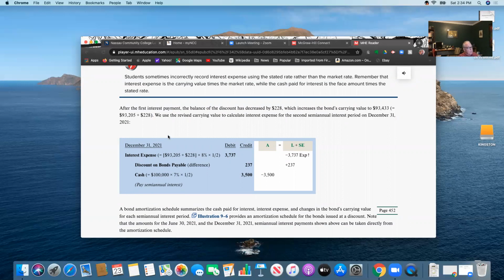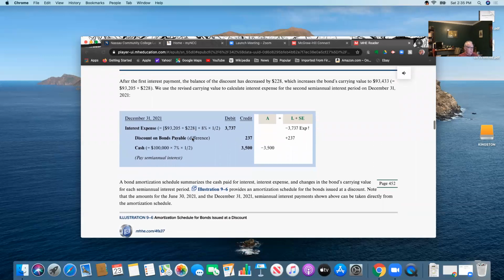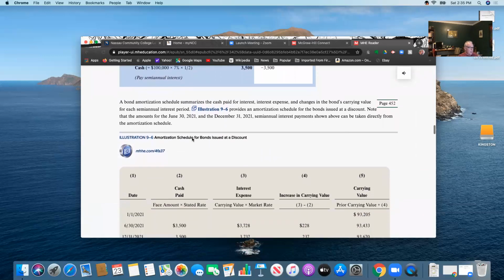This is what's known as the effective interest method. There are two methods of doing this. One's called the straight line method. Your book does not show you the straight line method. This is the only one we have to work with. This is called the effective interest method. And under the effective interest method, when bonds are sold at a discount, interest expense gradually increases because the carrying value increases.